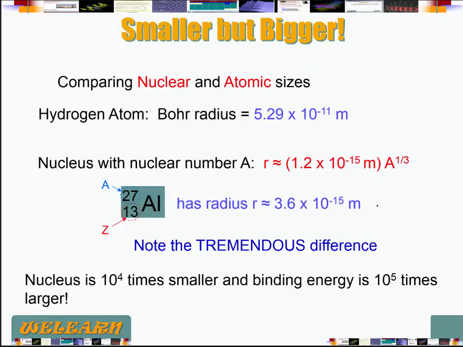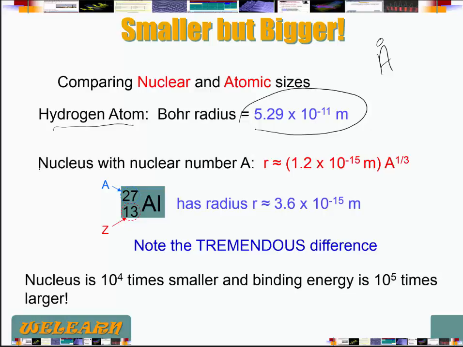Now, a few other comparisons. For a hydrogen atom, the size, as I mentioned earlier, is about 0.5 times 10 to the minus 10 meters. 10 to the minus 10 is what we call an angstrom. So it's about half an angstrom, or 5.29 times 10 to the minus 11 meters.